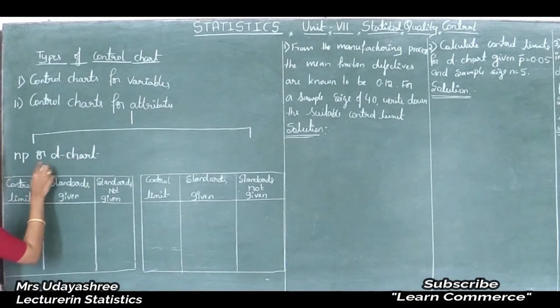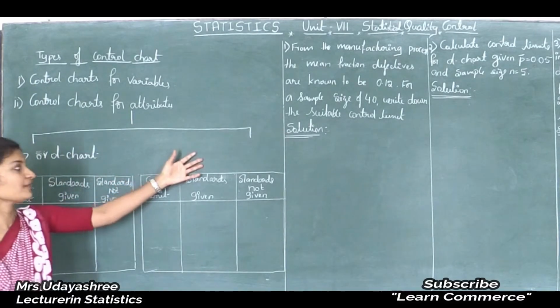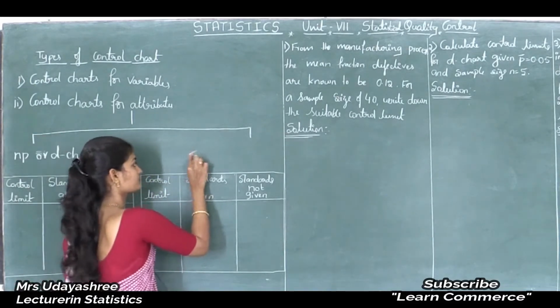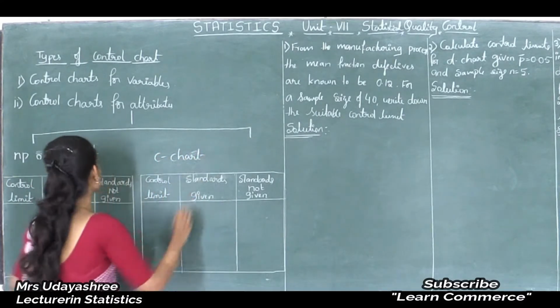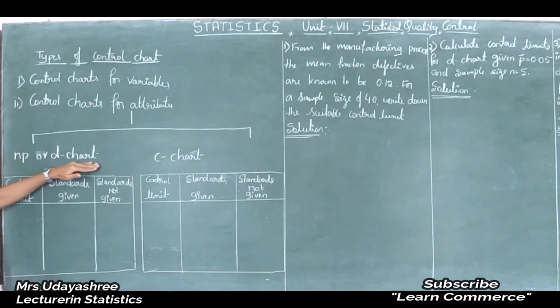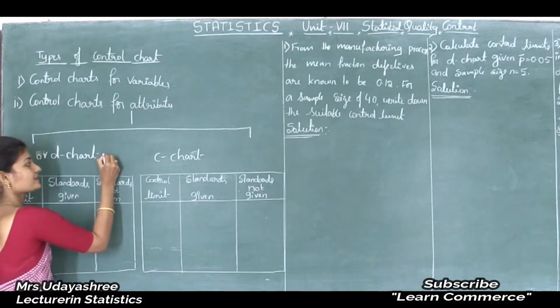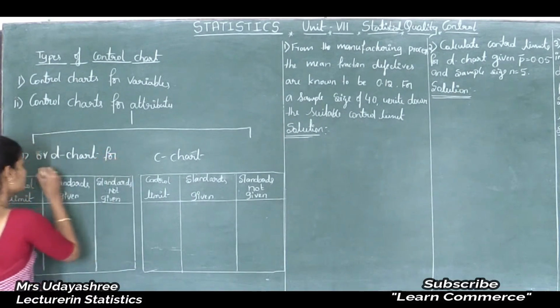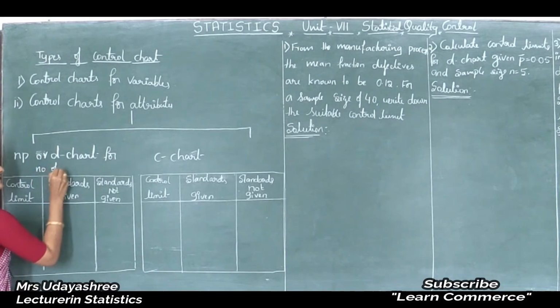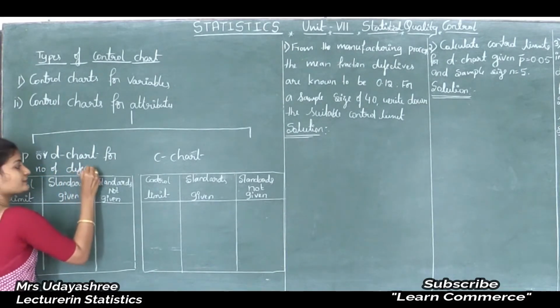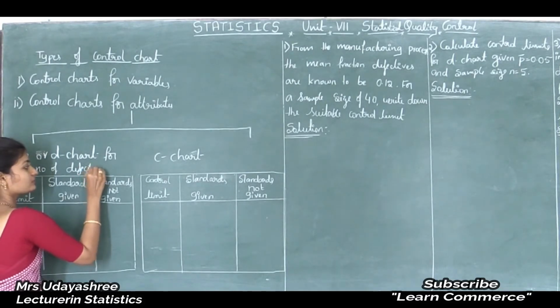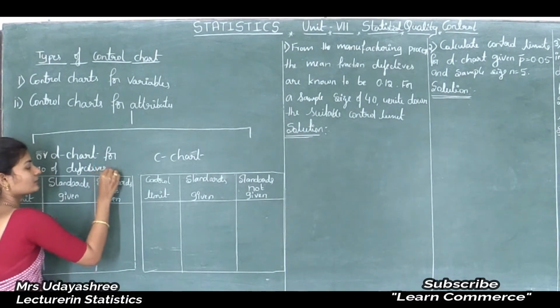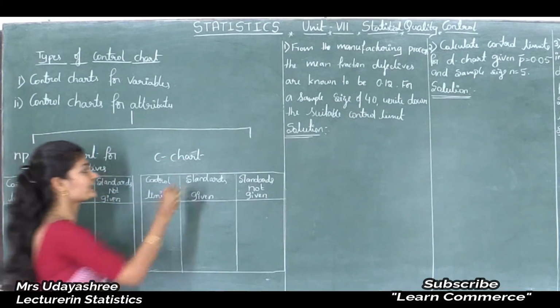First one is NP or D chart and the second type is C chart. Here NP or D chart is used for number of defectives, and C chart is used for number of defects.